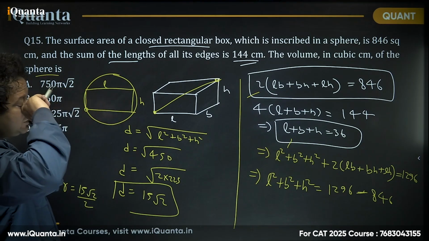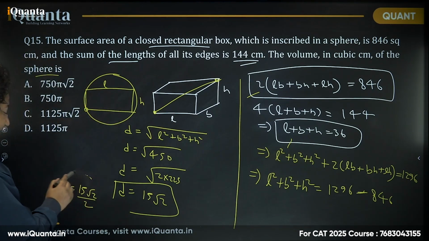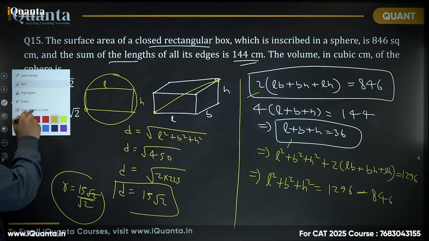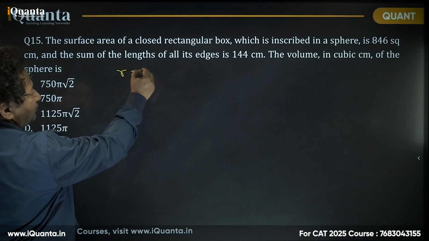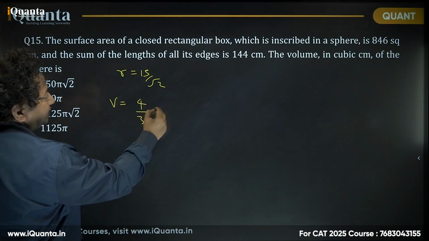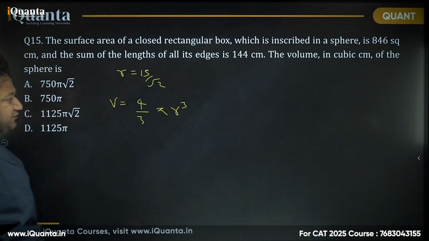So volume of sphere is given by 4 by 3 pi r cube. This is the radius with us, 15 root 2 upon 2. Which means I can cancel out root 2 and root 2. So this is what I get, 15 upon root 2. So radius is 15 upon root 2. And the volume will be 4 by 3 pi r cube for a sphere.